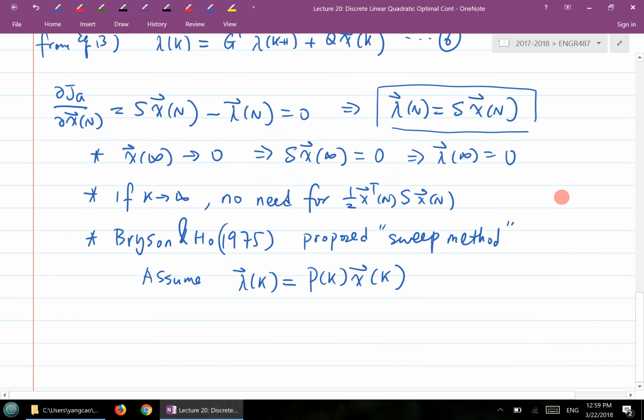Now, if you make this assumption and replace the k with n, then at k equal to n, this matrix P at n should equal to the S matrix. And the S matrix is something that you give at the beginning. You define the Q, you define the R, and you also define the S as certain positive definite and symmetric matrices. That's what you define.